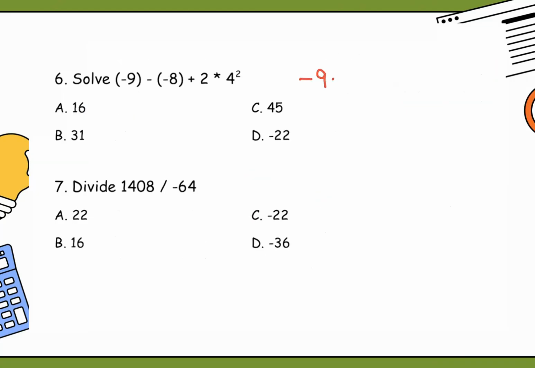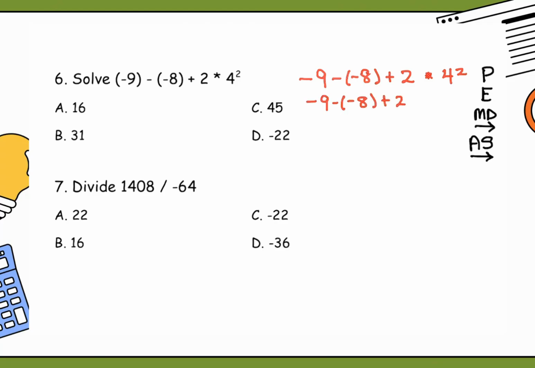Let's solve problem number 6 using order of operations. We have negative 9 minus a negative 8 plus 2 times 4 squared. Now, the first thing we want to remember to do is to write out our stair steps. So we have PEMDAS: parentheses, exponents, multiplication and division from left to right, and addition and subtraction from left to right. Let's go ahead and write everything in because the 4 squared is at the end. So 4 squared means 4 times 4, which is 16.